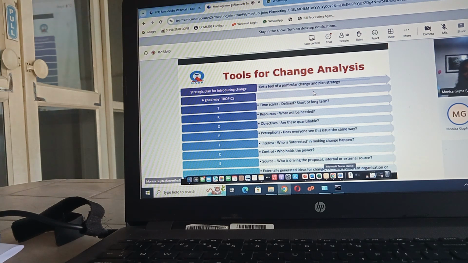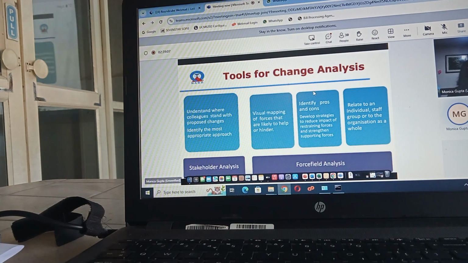Define who is the power, because this is the person that people want to listen to. And who is driving the proposal, an internal or external source? Externally generated ideas for change, that is from a different organization, etc., can also be assessed. So these are a few tools for change analysis.